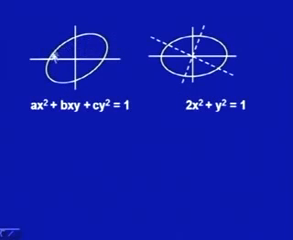Similarly, this represents an ellipse: ax square plus bxy plus cy square is equal to 1 for suitable values of a, b and c. After rotation of axis, we will have this ellipse and the equation will be transformed to 2x square plus y square is equal to 1. Now this is the original axis and after rotation this is the new axis. So on the new axis it is 2x square plus y square is equal to 1, which is standard form, and no cross terms are present here.